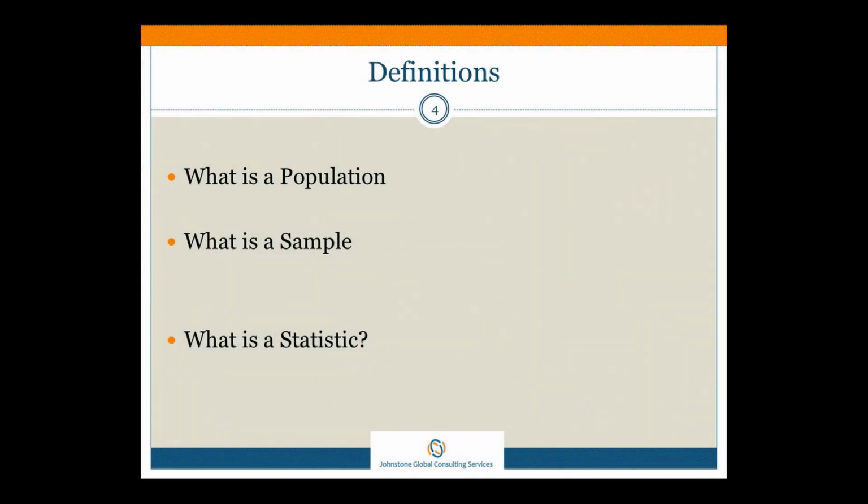But first, let's go over some definitions so we can all be on the same page. A population is all items that come from a common source. A sample is a subset of a population. A statistic is a number that describes a sample. The number comes from analysis of data. The data comes from the sample by measuring or counting.